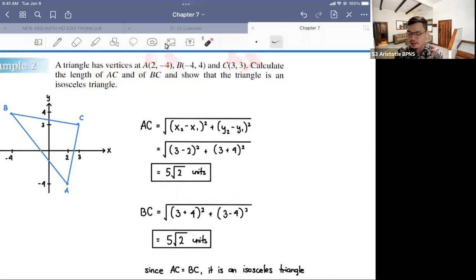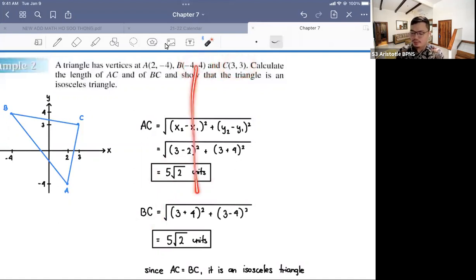All right. Now, substituting them in this formula, you'll get 3 minus 2 squared plus 3 plus 4 squared, right? So simplifying this, you can use your calculator. Basically, you'll get 5 root 2 units, okay? Now, again, in A maths, we mostly express our answers in surd form, okay? Surd form. And then let's find the distance between point B and C. So again, B are my sub 1's and then C are my sub 2's.